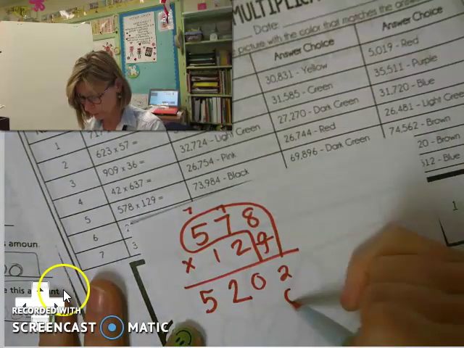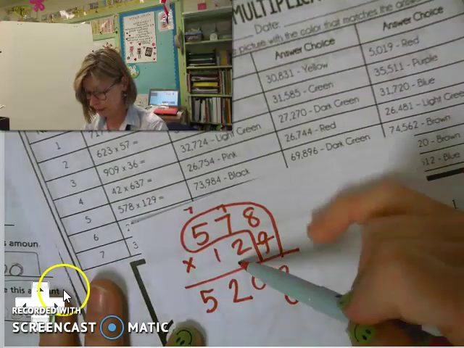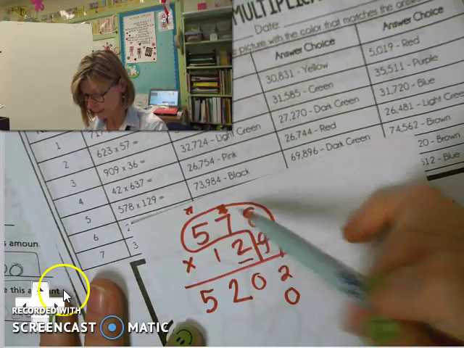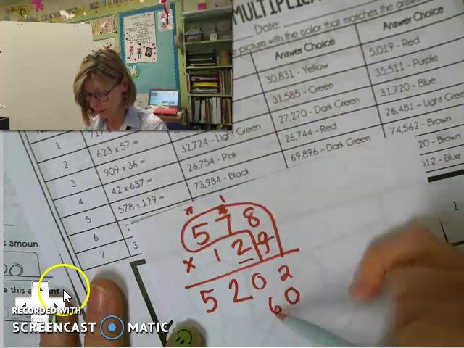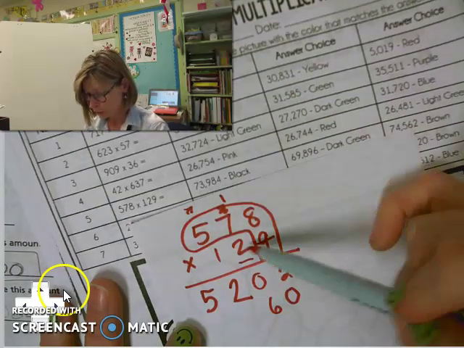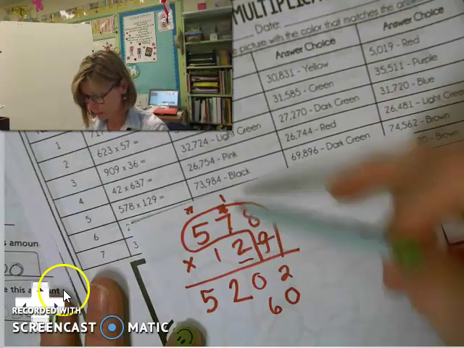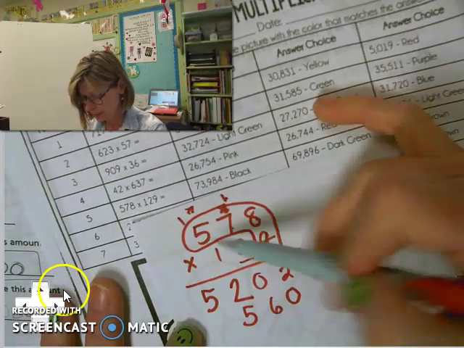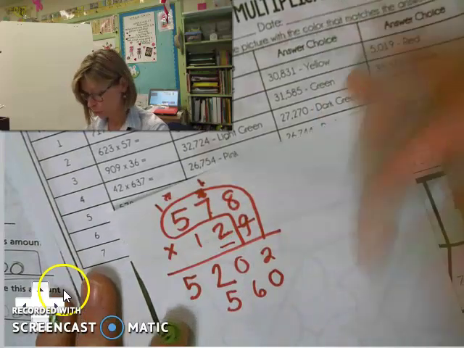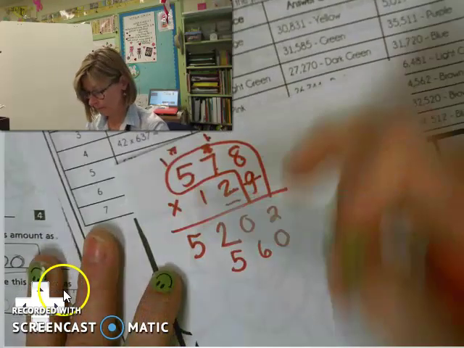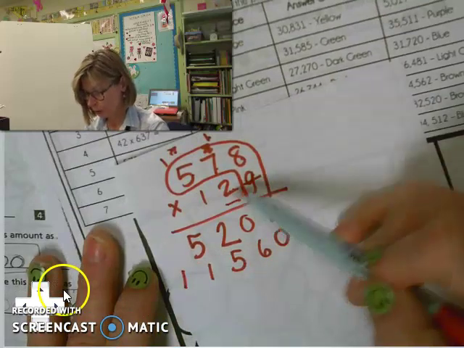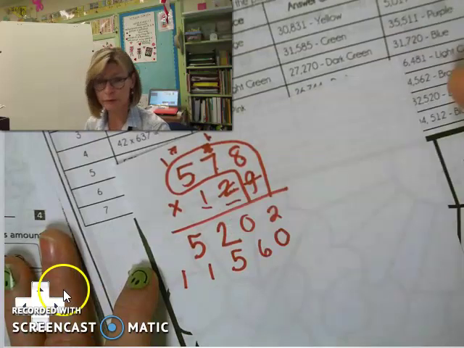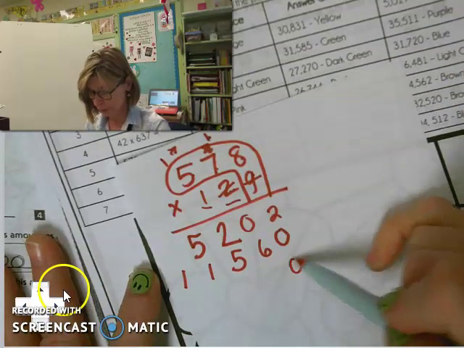We come down, we put a 0, because now we're multiplying by the tens place. 2 times 8 is 16, carry your 1, put down your 6. 2 times 7 is 14, plus 1 more is 15. 2 times 5 is 10, plus 1 more is 11. Alright, we're done with the tens place. Alright, so when we are multiplying from the hundreds place, we have to put in 2 zeros.